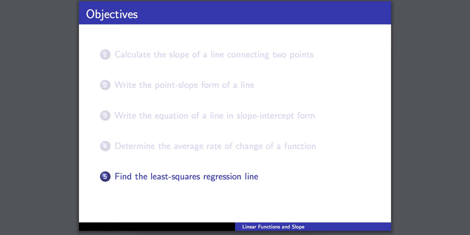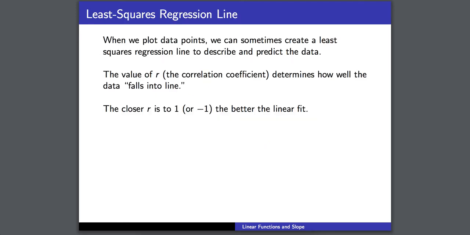All right, in this video, we're going to look at an application for linear functions and finding the least squares regression line. So when we plot data points, for instance, if we observe values and plot them on a Cartesian plane, we can sometimes create what's known as a least squares regression line that is going to help us describe and predict data values. And most technology, like graphing calculator technology, has the ability to do this.